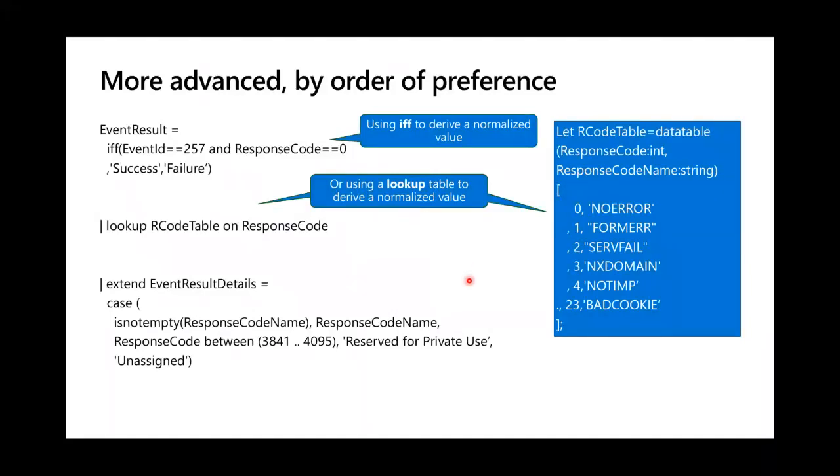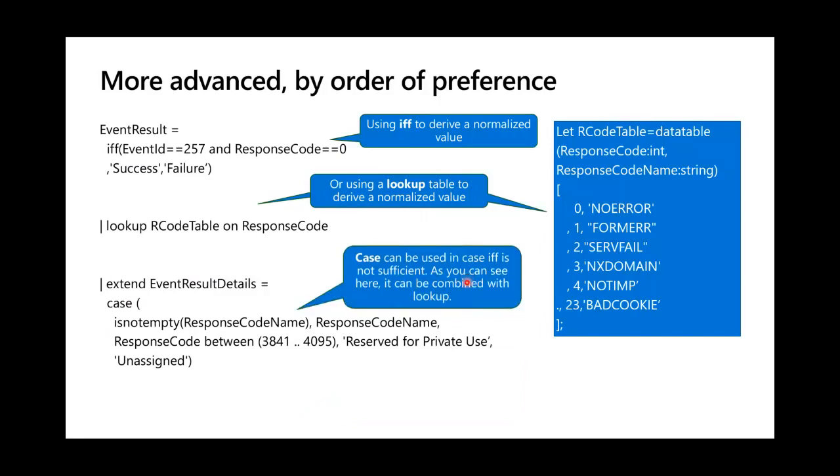Sometimes the lookup is not enough, and the example below is a combined option. It's just that in the same example, the response code can have 4,000 optional values, and we don't want such a large table, but most of them are not really used, reserved for private use. So we've combined here both the lookup, and then we do a case on top of the lookup result, which is just 2 options, and then the default unassigned.